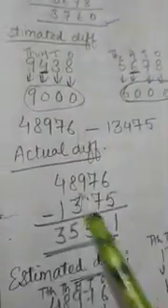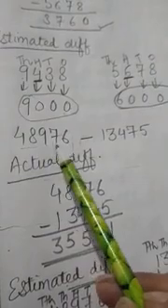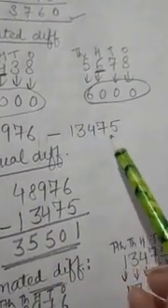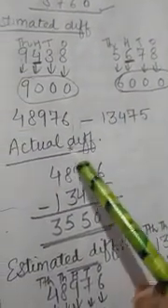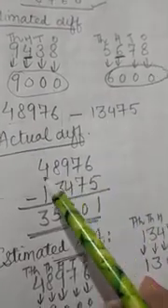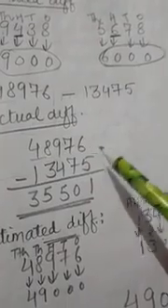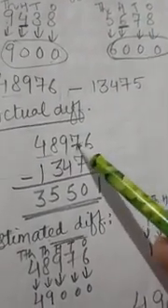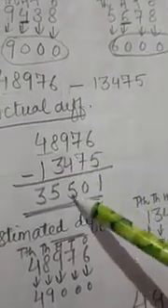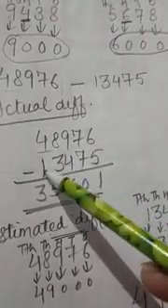Now see one more example relating to this. 48,976 minus 13,475. And how to find out the actual difference? 48,976 minus 13,475. 6 minus 5, 1. 7 minus 7, 0. 9 minus 4, 5. 8 minus 3, 5. 4 minus 1, 3.